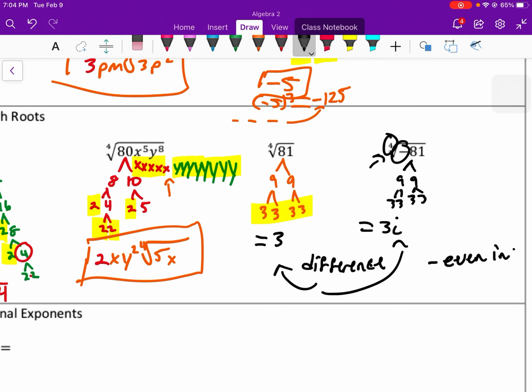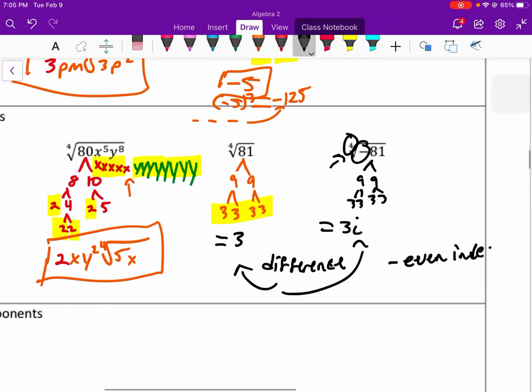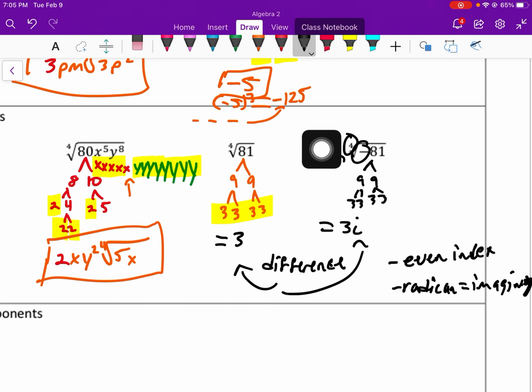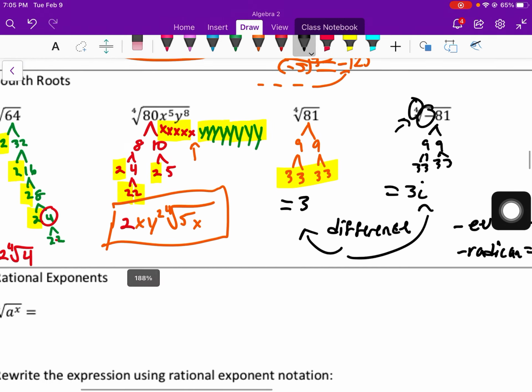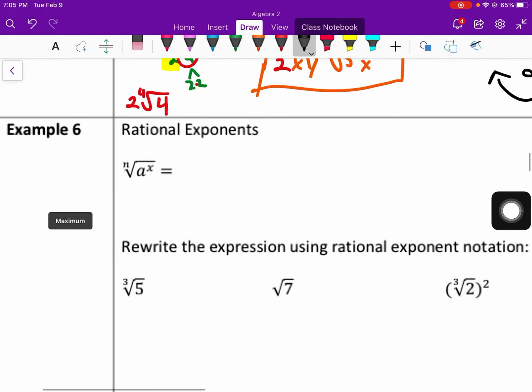So maybe you can even make a note. An even index, then a negative radicand equals imaginary. So in this case, we had that negative radicand and an even index, so it's going to be imaginary.